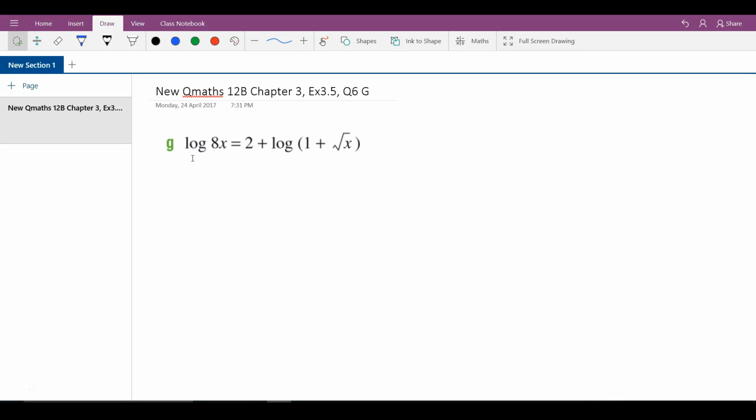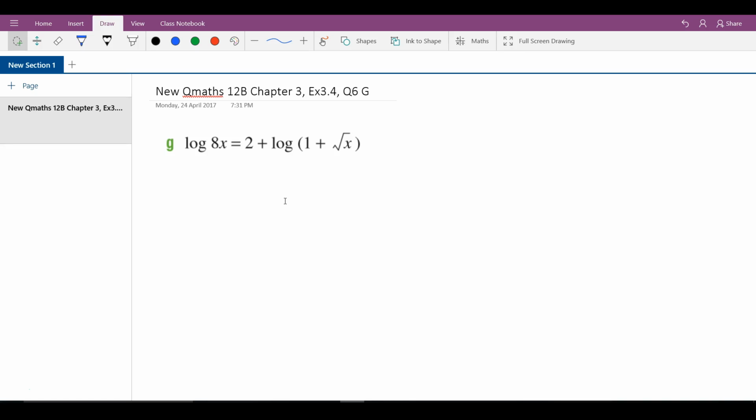Alright, this is one of the tricky questions that I found in the new Qmaths 12B chapter 3 exercise. Oh, sorry, I believe it's 3.4, not 3.5. Question 6G. Alright, so is log ax equal to 2 plus log bracket 1 plus root x.